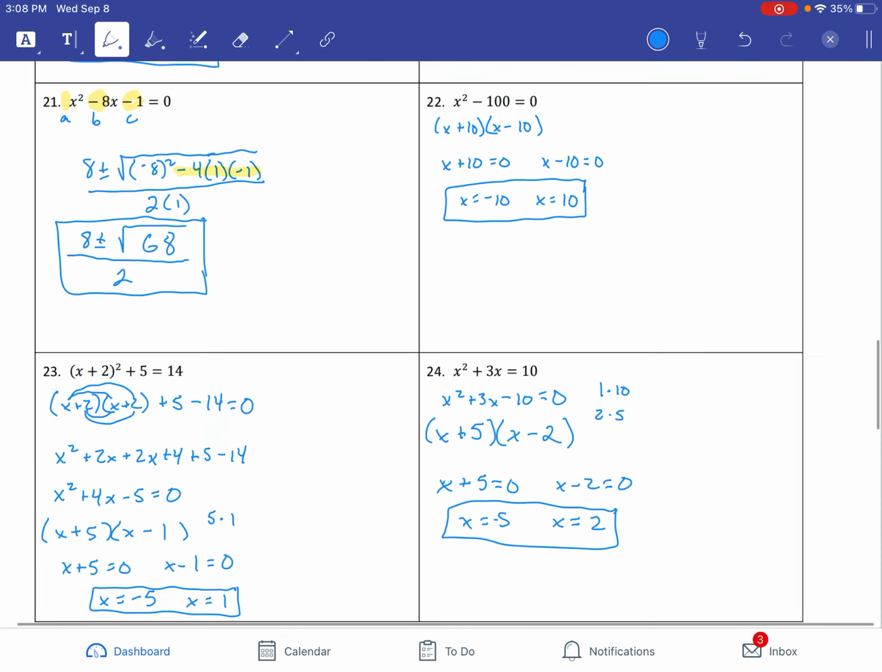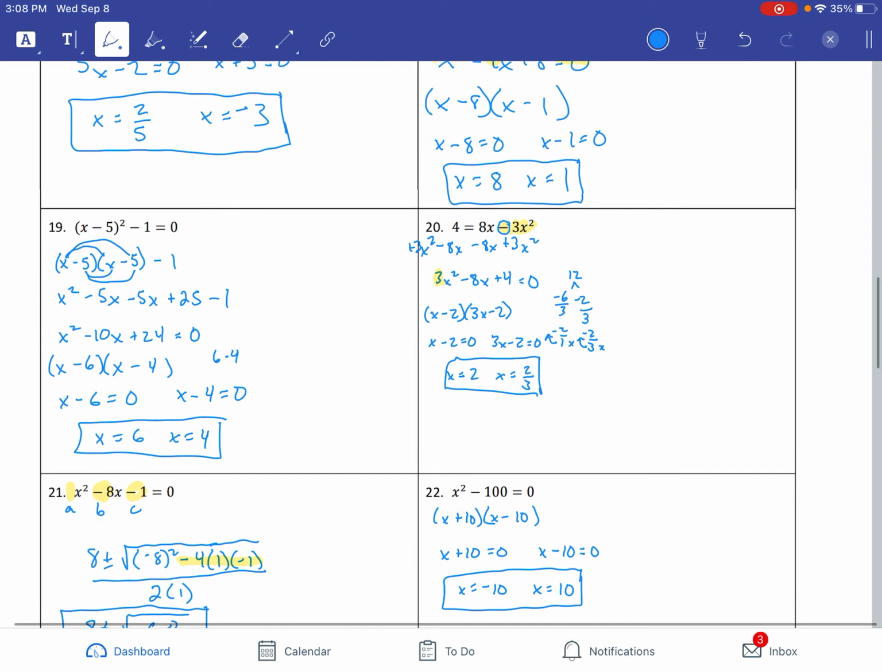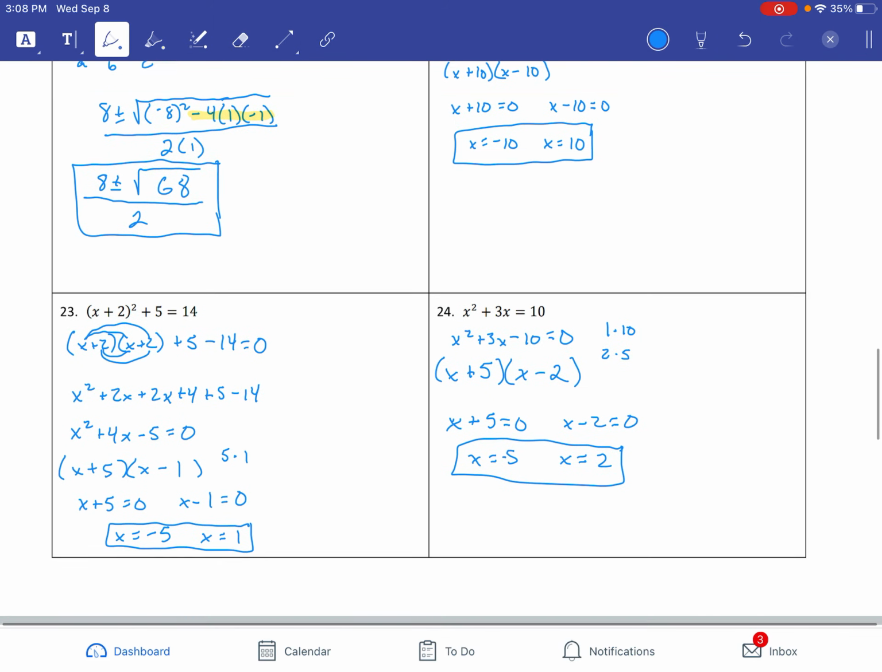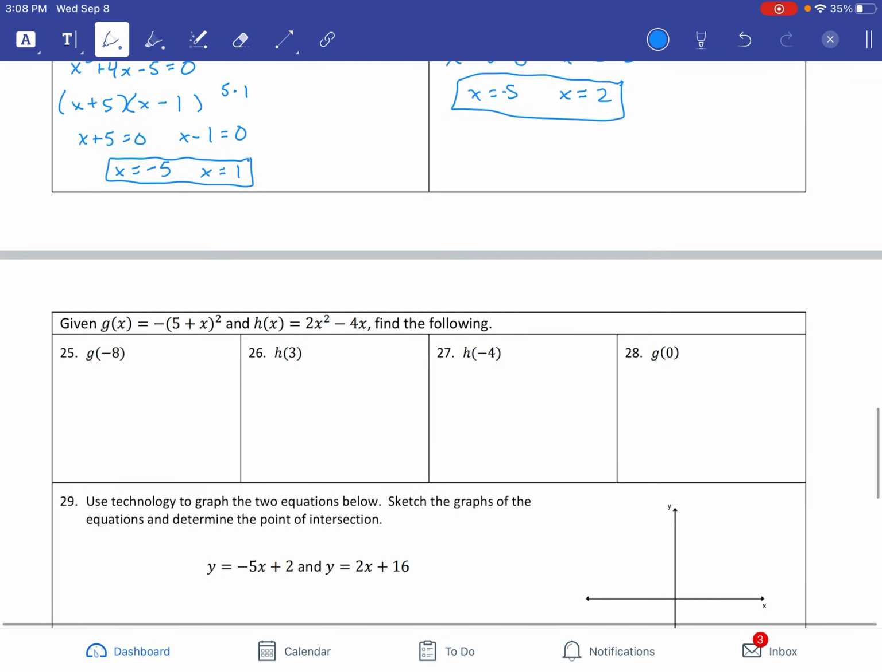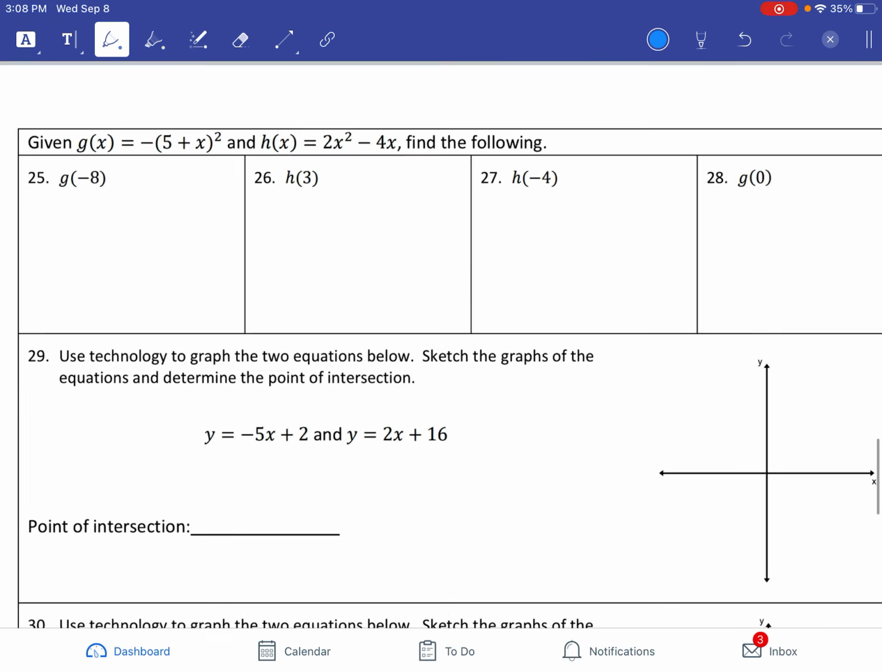Okay, notice, out of all these problems, I did quadratic formula just once. Most of the problems are factorable, okay, and we're a lot better at factoring than we were at quadratic formula. So just please remember that when you're taking the test.